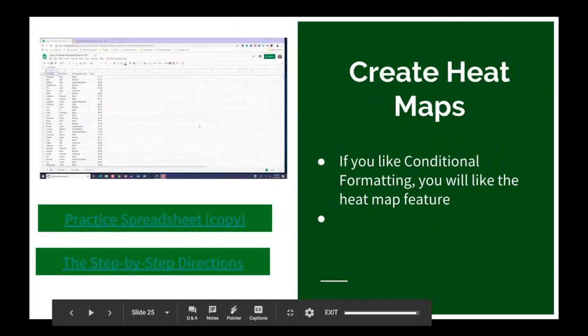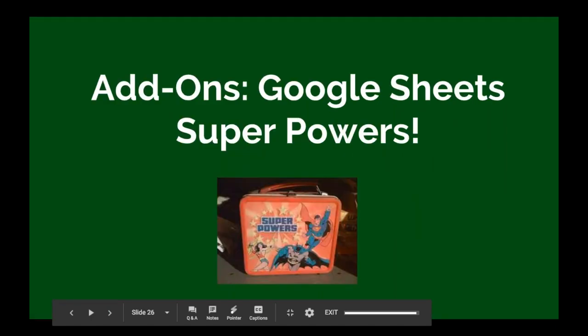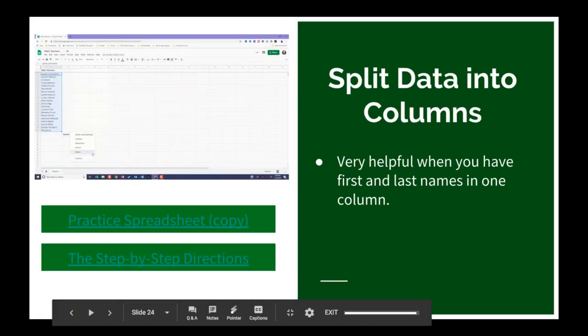A few other tips that you may want to check out at your own pace within the presentation, you can create a heat map using conditional formatting, and then also I'll show you how to split data into columns. So I've got the short video linked into the slide and then also the step-by-step directions.